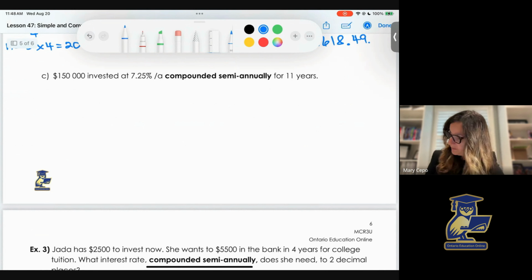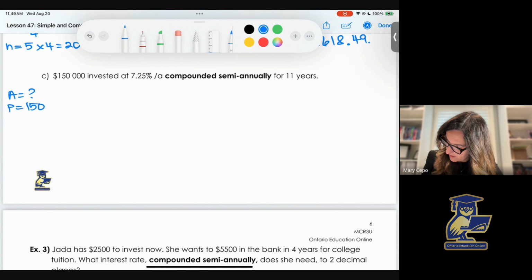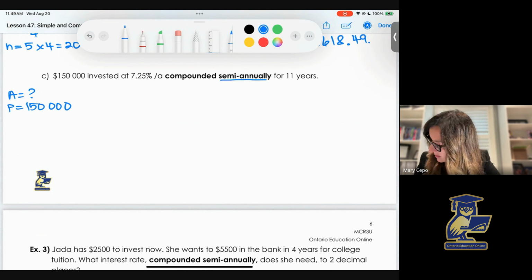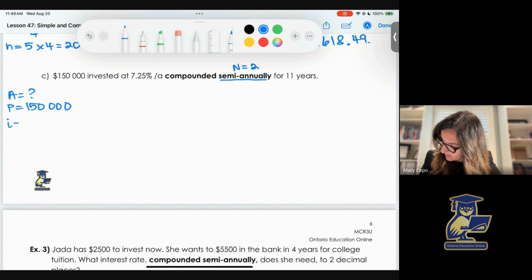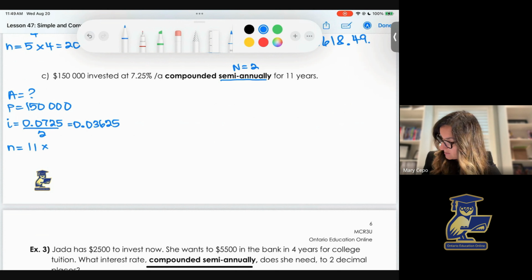This time we're given a principal of $150,000 invested at 7.25% per year, compounded semi-annually. So semi-annually would be n is equal to 2, so keep that in mind. We take the rate, divide that by 100, 0.0725, divide that by 2, which is 0.03625, and the number of years, 11, times that compounding period 2, which would be 22.